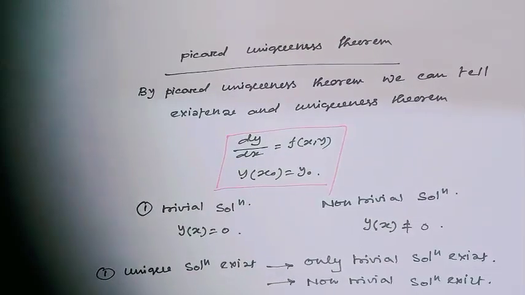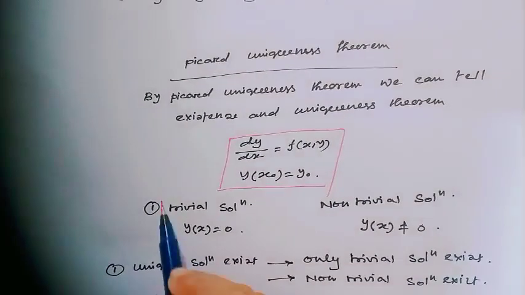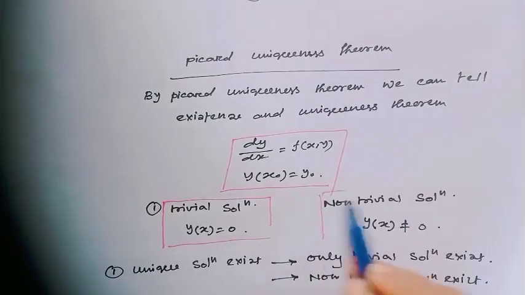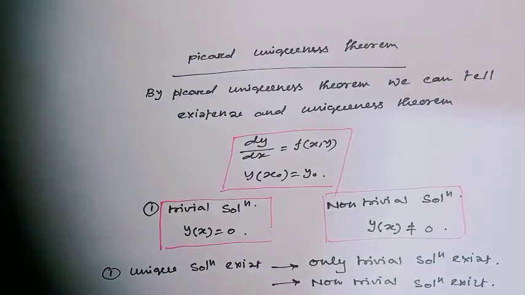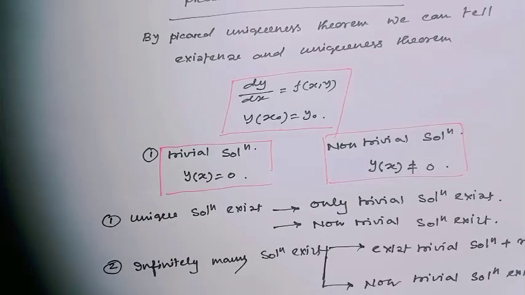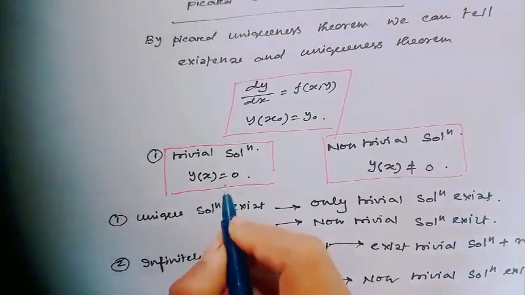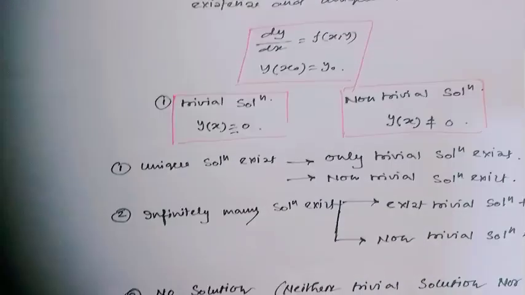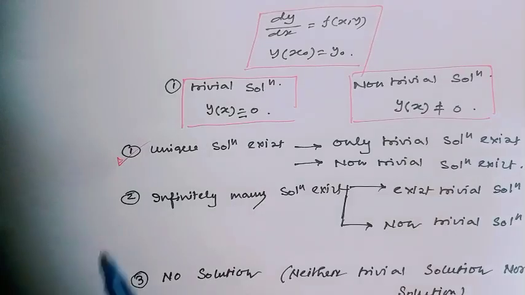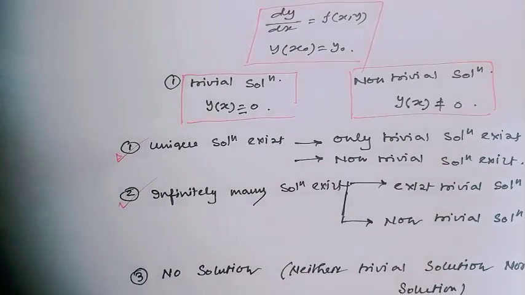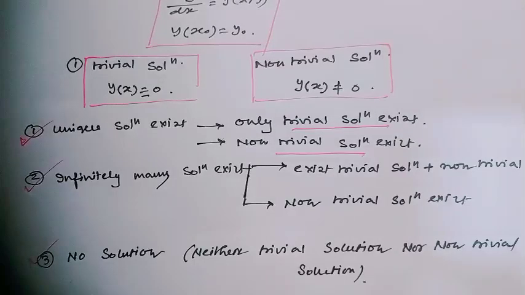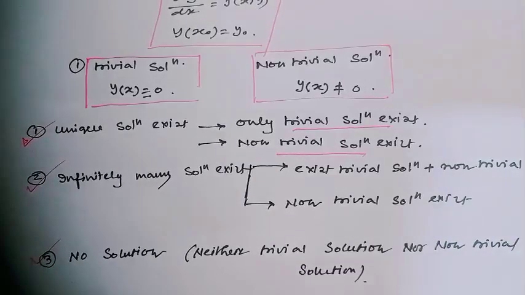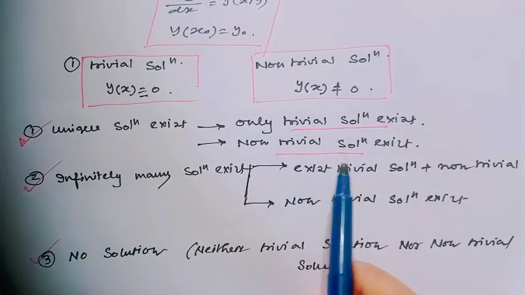Solutions may be of two types: one trivial solution and the other non-trivial solution. Trivial solution means obviously y(x) equal to 0, the identically 0 solution. And non-trivial solution means y(x) not equal to 0. Now, there can be three types of solution. One, unique solution. Second, infinitely many solutions. Third, no solution. A unique solution can be of two types: one, only the trivial solution; another, a non-trivial solution.